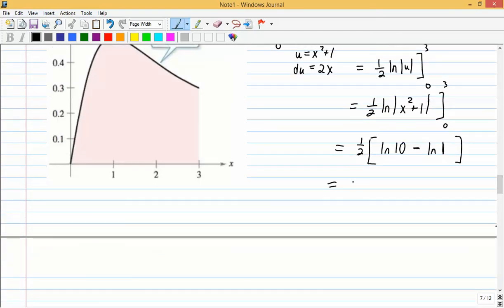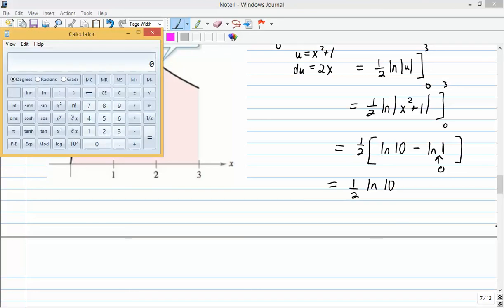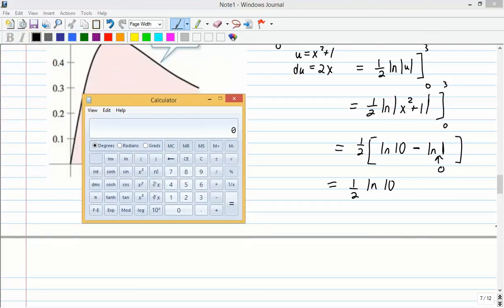Now, I don't know what the natural log of 10 is, but I do know what the natural log of 1 is. Remember, log base b of 1, regardless of the base, is always equal to 0. So the natural log of 1 is 0. So this is 1/2 times the natural log of 10, because again, that right there is equal to 0. And I could bring up a calculator if I wanted to find an approximation of this area. This is the exact answer, just natural log of 10 over 2.